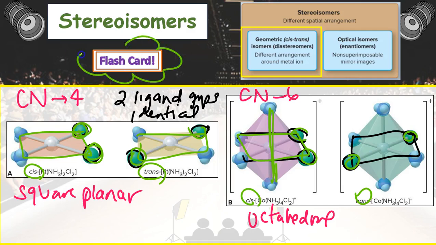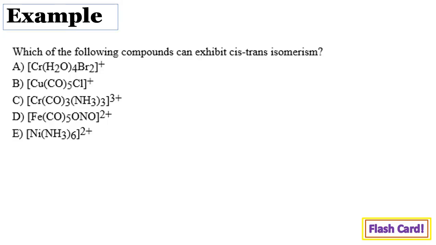Of course, this is all about you stopping and taking a flashcard moment. Write something small on the front and back about geometric stereoisomers. Get an example and detail down. So let's go ahead and do an example for ourselves. Which of the following compounds can exhibit cis-trans isomerism?